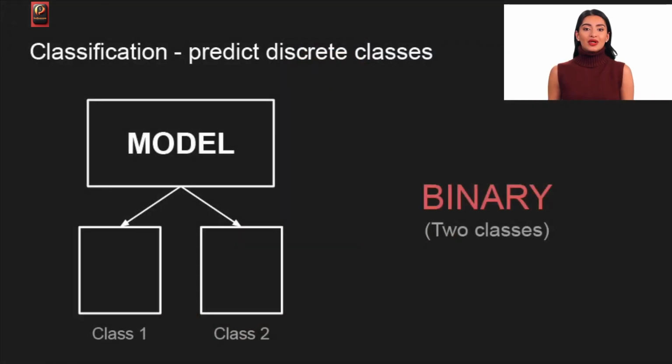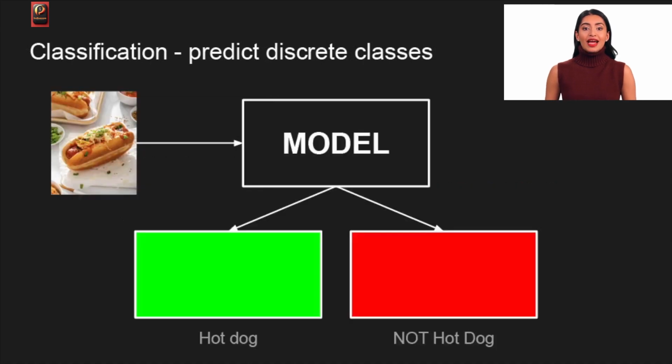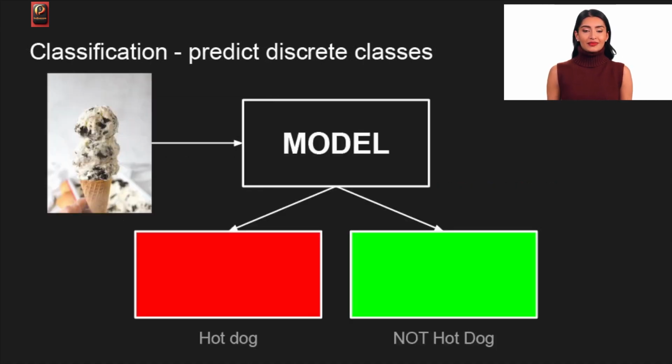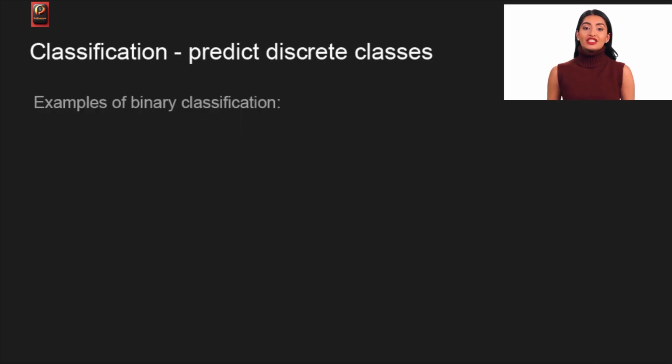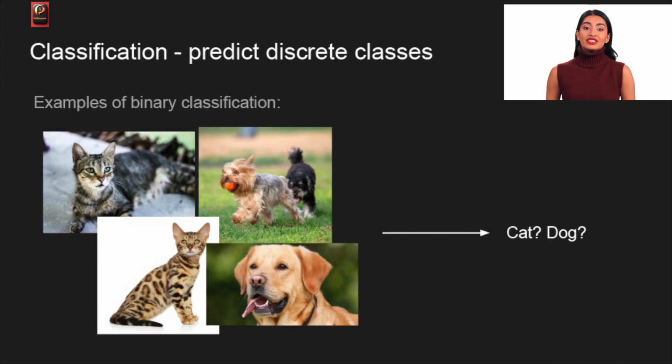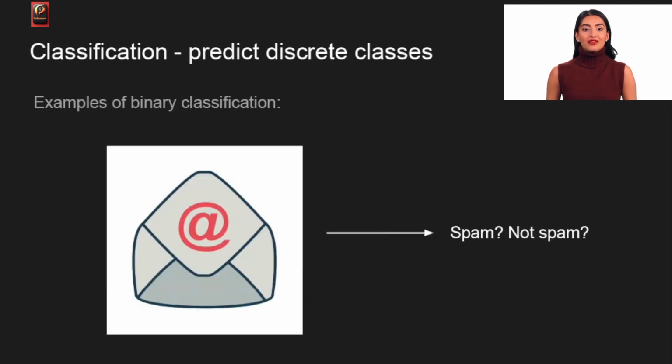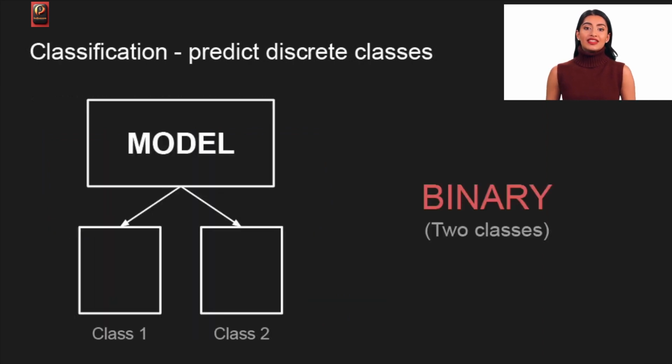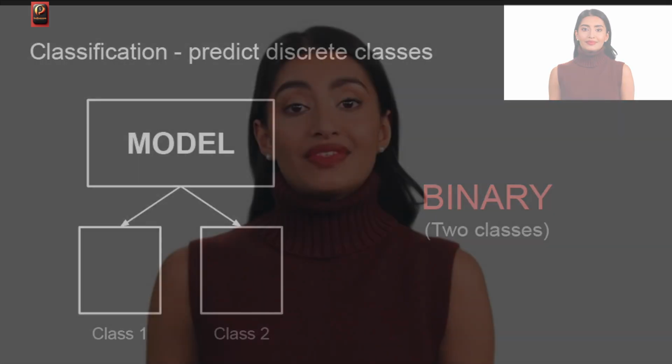There's also binary classification. And what that means is we only have 2 classes, and we're just trying to figure out which one it fits in. One example of that might be hot dog and not hot dog. Other examples of binary classification might be, hey, am I positive or negative for COVID? Or does this image contain a cat or a dog? Or is this email spam or not spam? So in all of these, there are only 2 categories. That's binary classification. It's one or the other, and we want our model to tell us which.